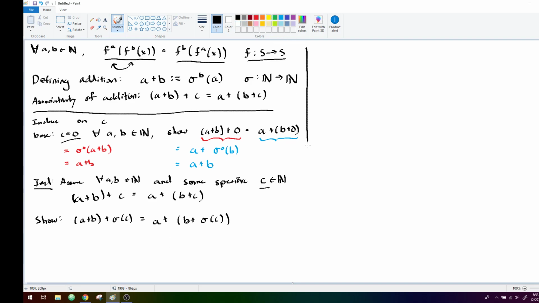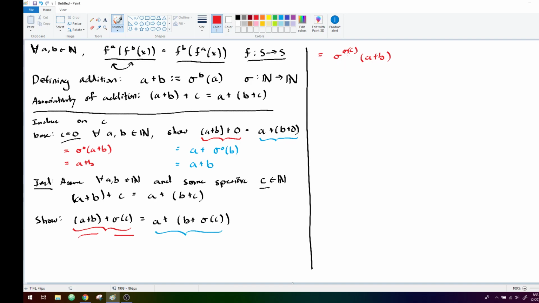As always, let me first bracket this in red and bracket our other side in blue, and we're going to carry out the remainder of this on the right side of the page here. So starting with the red side, we're going to use our definition of addition to re-express these two parts using sigma. And so this is sigma applied sigma of C times to the result of A plus B.